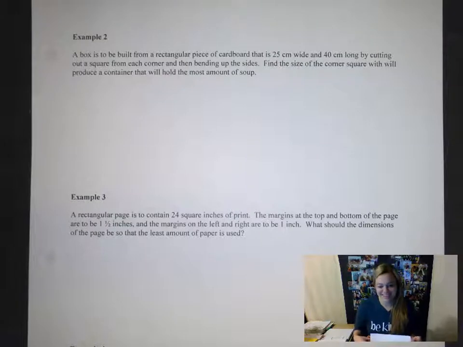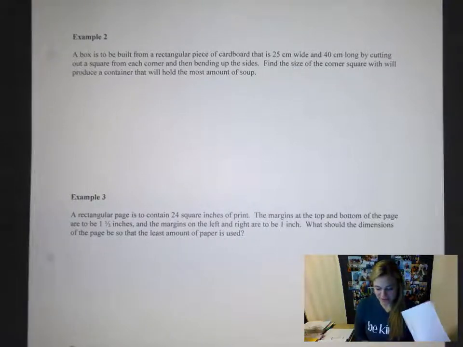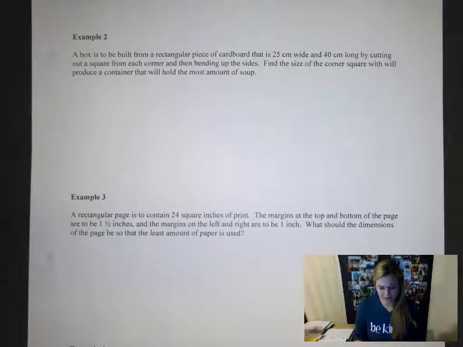Okay, let's start another example. So in example 2, a box is to be built from a rectangular piece of cardboard. So in here it says that it's 25 centimeters wide, 40 centimeters long. Okay, good, we got some info. By cutting out a square from each corner and then bending the sides up. I'll do that in a second. Find the size of the corner that will produce a container that will hold the most amount of soup. I really like that, the most amount of soup.